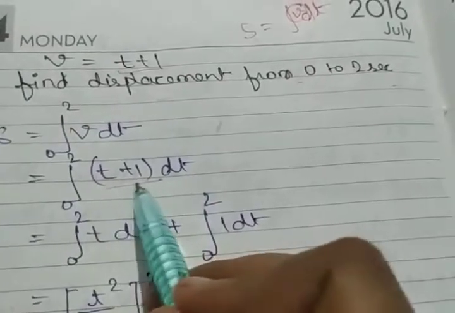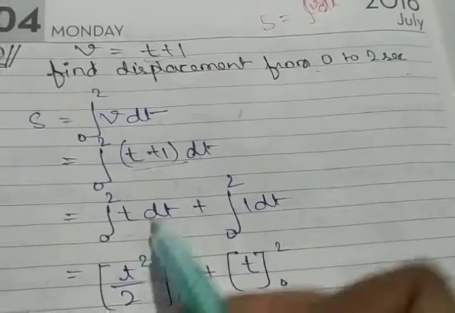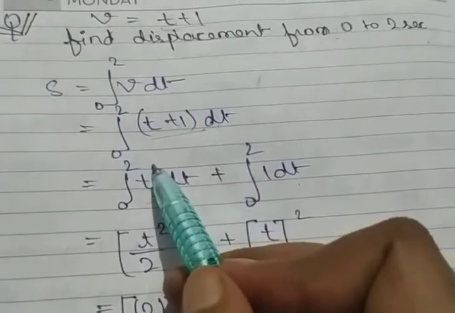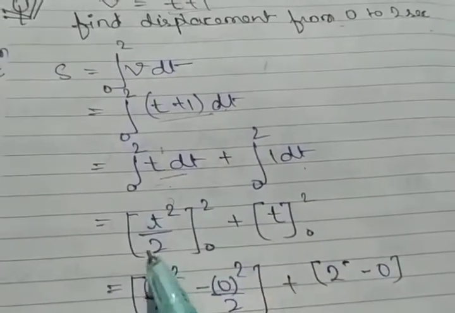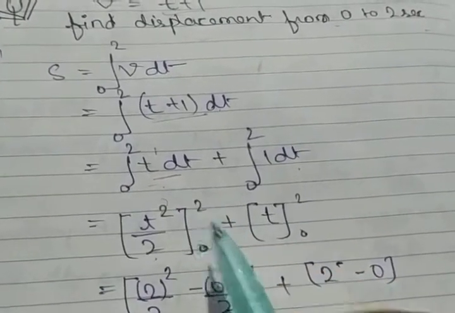So there is addition, so I can separate it in two parts: t into dt and 1 into dt. The integration of t dt, t to the power 1, will be t to the power 1 plus 1, that is 2, divided by 1 plus 1, that is 2. So t square upon 2, from lower limit 0 to upper limit 2.